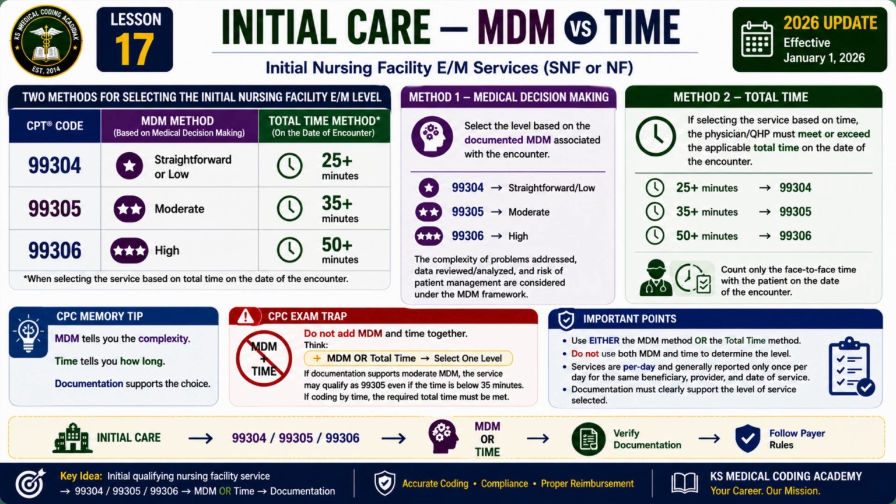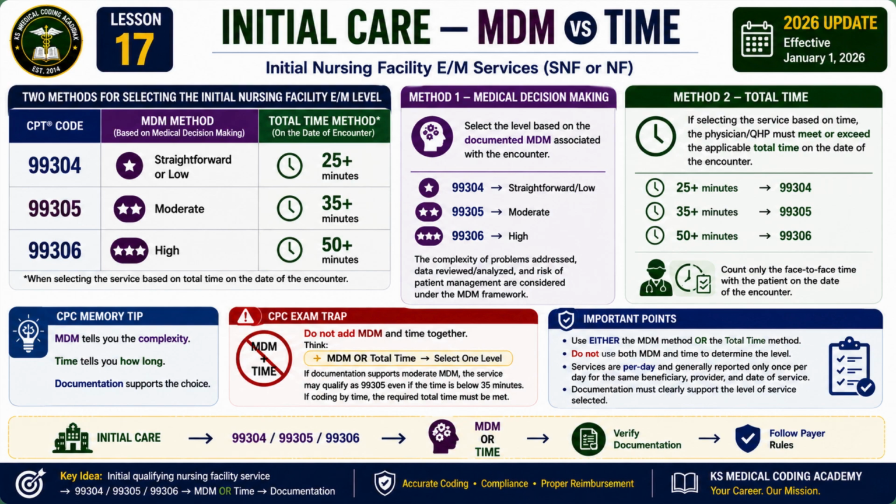Total time is not limited to face-to-face time. It can include qualifying physician or QHP activities performed on that date. Here is an important CPC exam point. Do not add MDM and time together. Think MDM or total time, then select the appropriate level. For example, moderate MDM supports 99305 when the documentation meets the MDM requirements. Alternatively, if selecting by time, the documented total time must meet the 35-minute threshold.